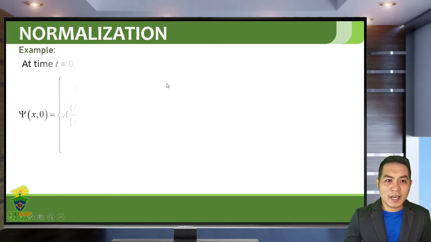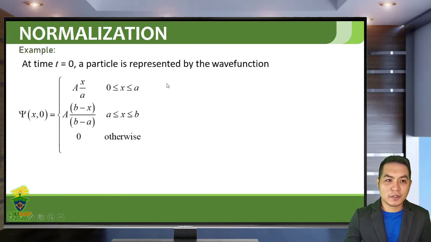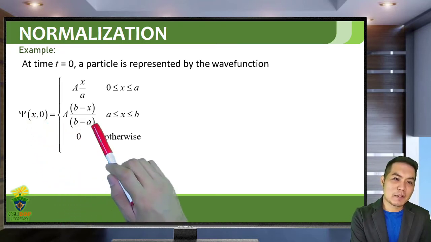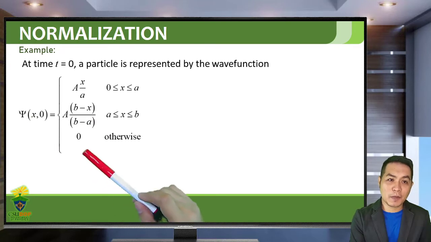So let's have an example. We are given the wave function of a particle at time t equals 0. Meaning this is the initial wave function. At time t equals 0, this is the wave function of the particle.